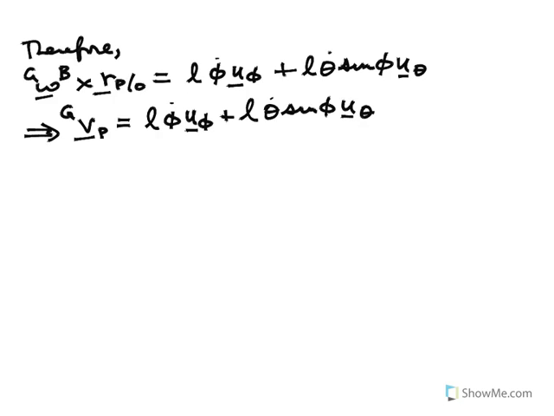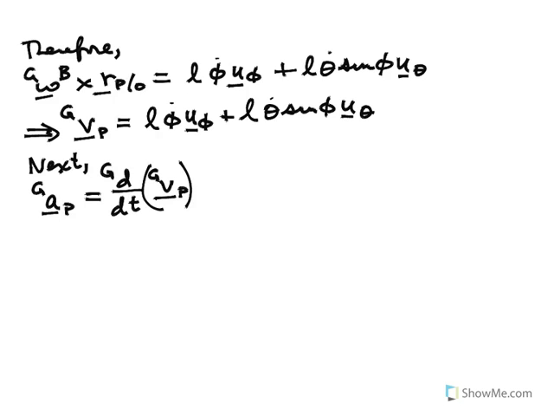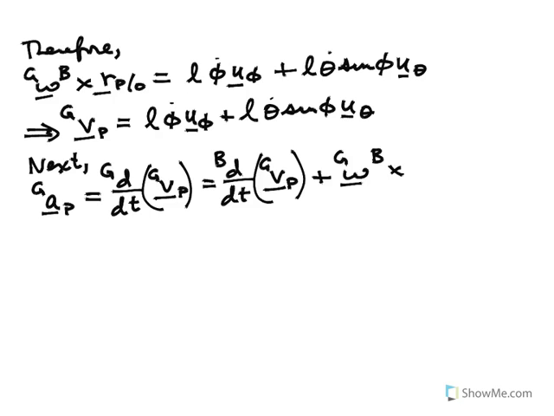The velocity is viewed by an observer fixed to the ground. So next, we're going to apply the transport theorem again to get the acceleration. So the acceleration of point P in G is equal to the rate of change in G of the velocity of P in G, which is equal to the rate of change in B of the velocity of P in G, plus the angular velocity of B in G crossed with the velocity of P in G. So let's compute the rate of change in frame B of the velocity of point P as viewed by an observer fixed to the ground.